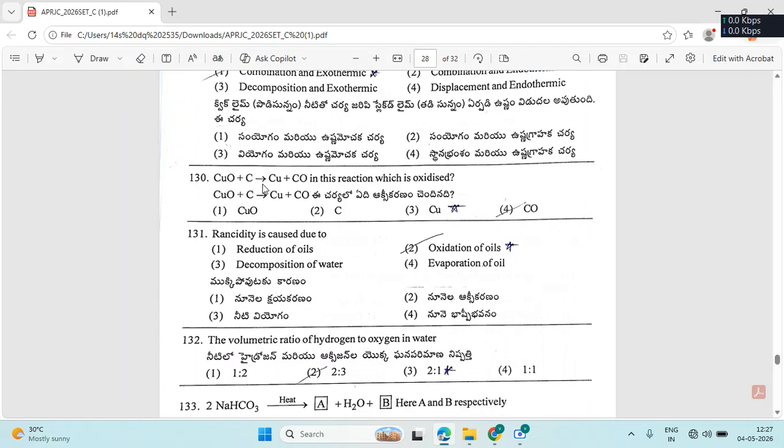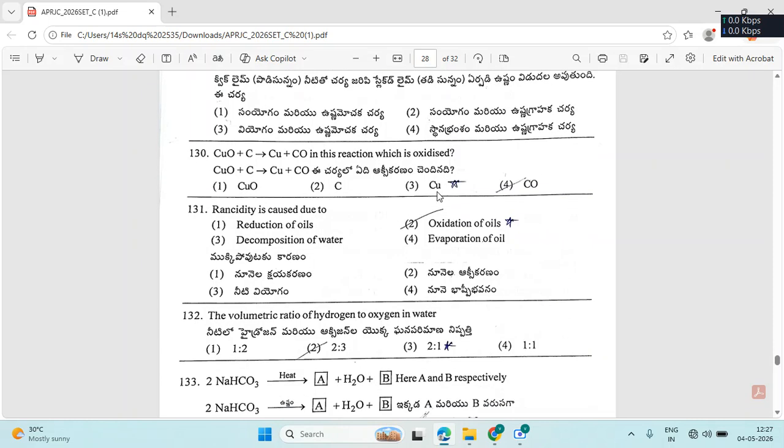CuO plus C gives rise to Cu plus CO. In this reaction, which is oxidized? CuO, Cu. The correct option is 3, and the answer is Cu.